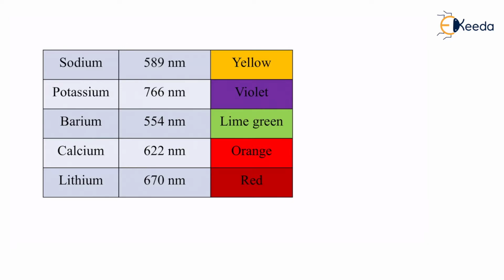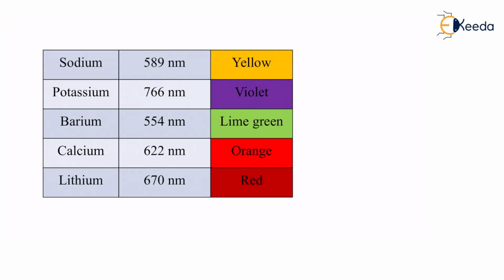Moving on, we have potassium. Again, it belongs to group 1. Group 1 is alkali metals. The wavelength is 766 nanometers. 766 nanometers gives a violet color, and thus the flame will be violet.